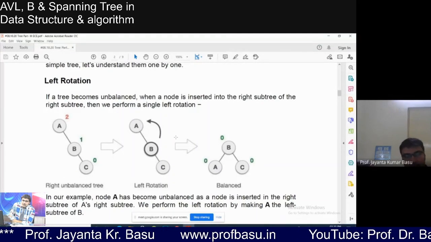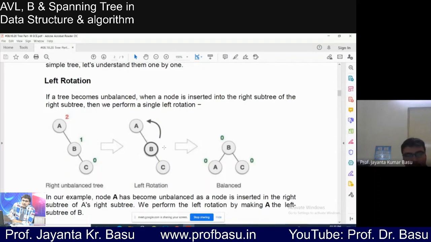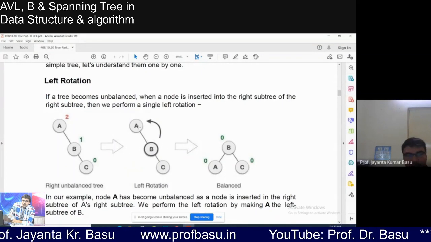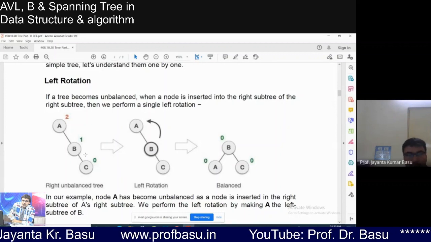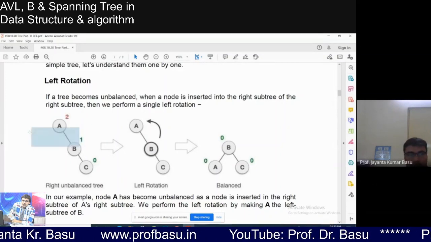I told you that if I rotate this tree to the left side, then A will come here. I am rotating this in this way.